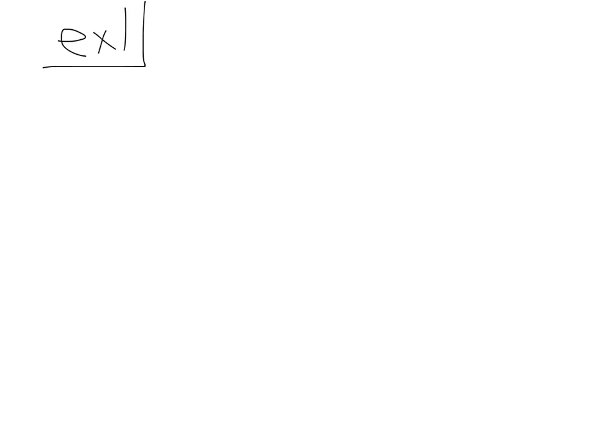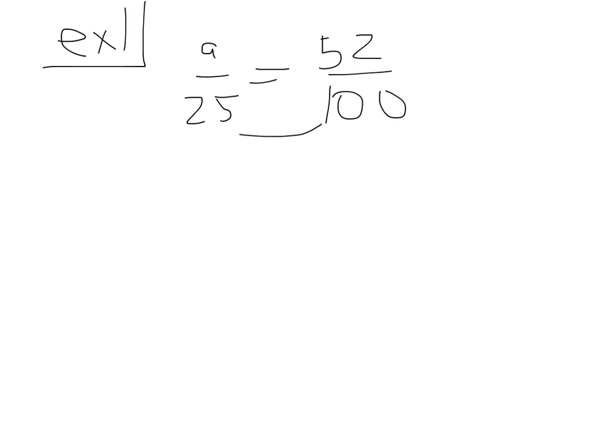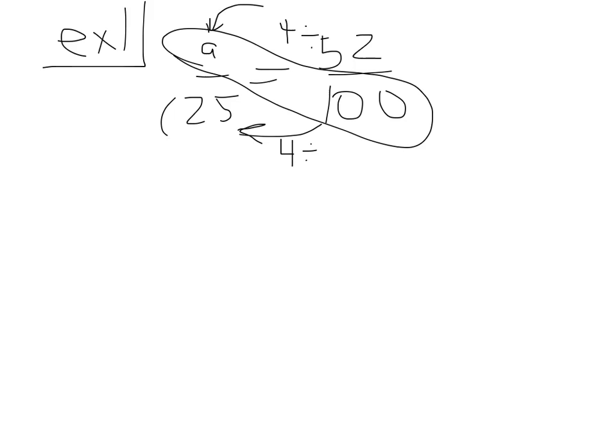Example 1 says solve the proportion. We have A over 25 equals 52 over 100. I know that you guys have your own methods here. Dividing by 4 works, since 100 divided by 4 is 25, so you could divide 52 by 4 to get the answer, which would be 13. But what we're trying to do is use this cross-multiplying technique.